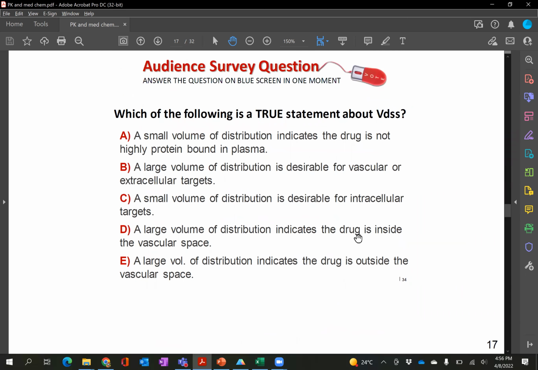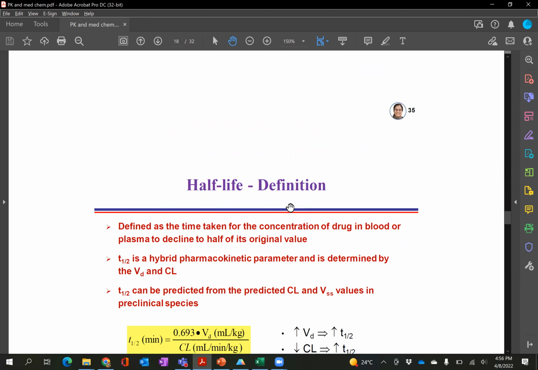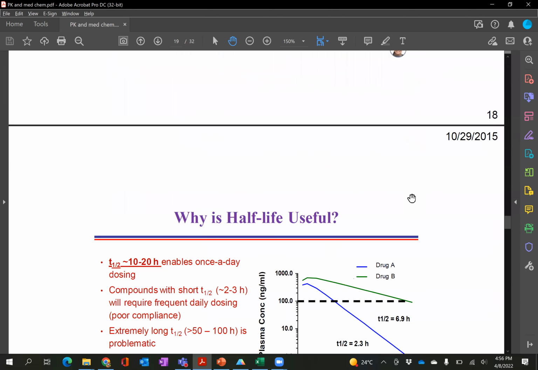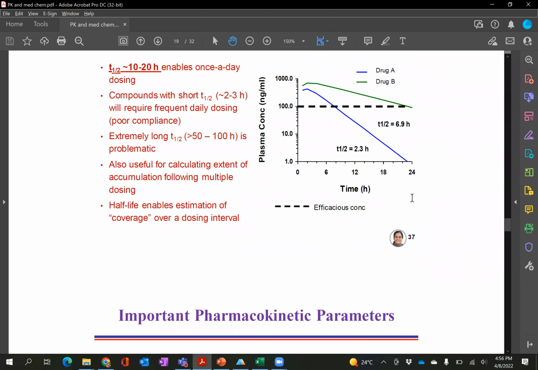We can just skip this. Half-life, we know, right? We can calculate it using log 2 over the clearance rate constant. So we can skip that.